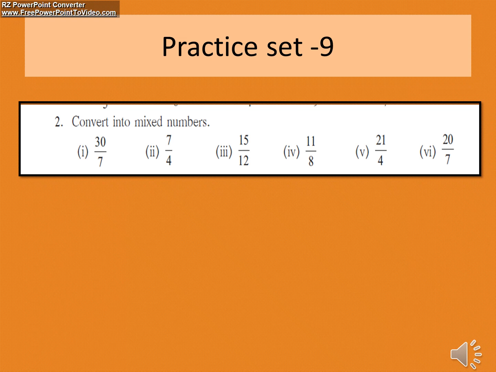So this is the practice set which was asked to you to solve. Question number 2, only 6 sums are there. Convert into mixed numbers: 30 upon 7, 7 upon 4, 15 upon 12, 11 upon 8, 21 upon 4 and 20 upon 7. Okay, let us see the answers one by one.